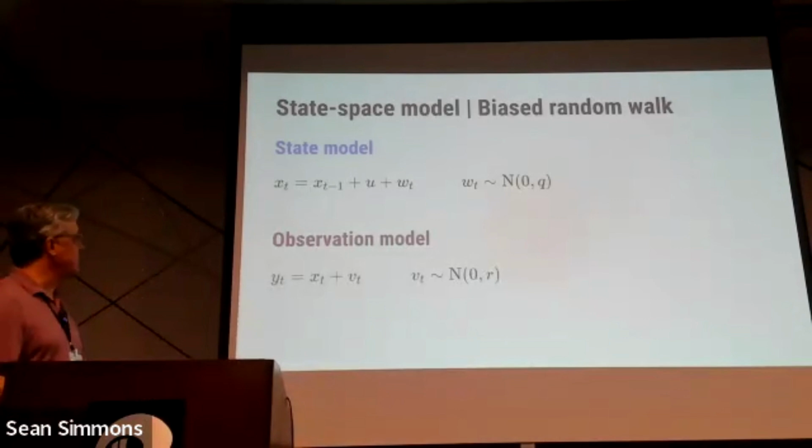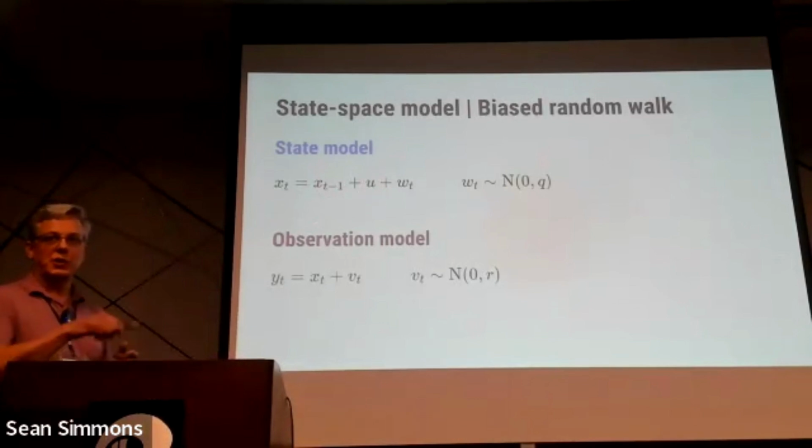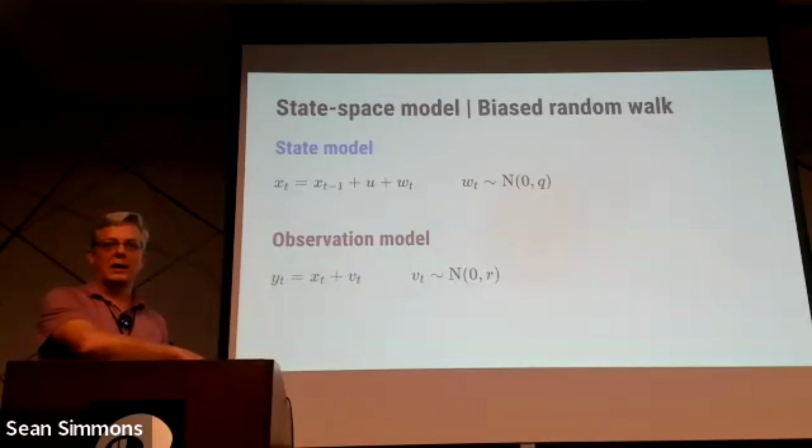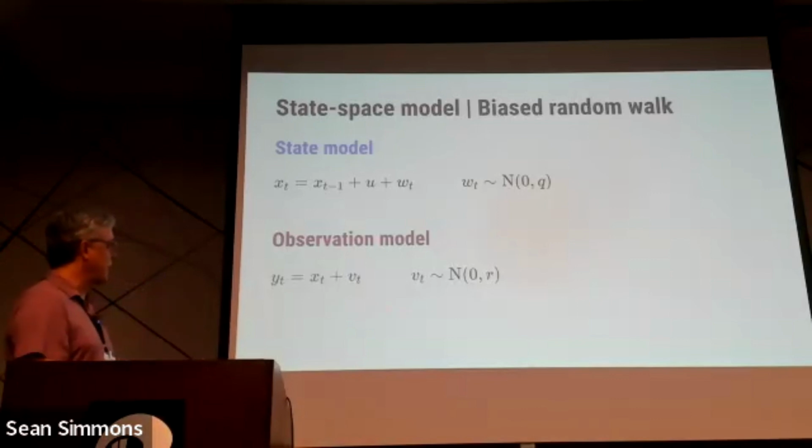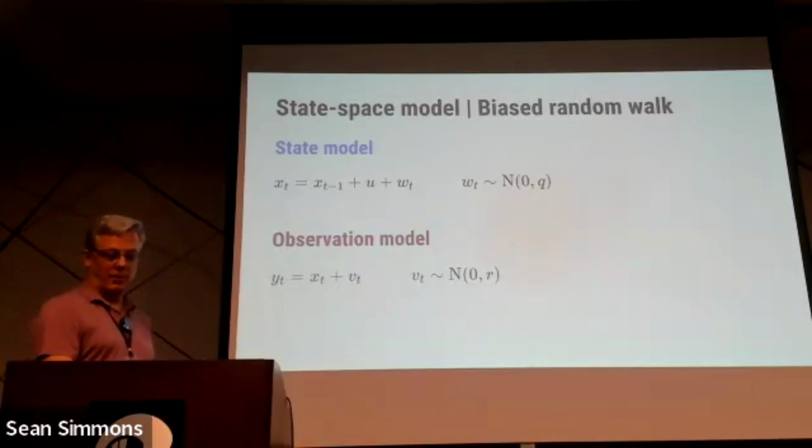Next form is a biased random walk. So in this case, we've got a bias term here. The other way you'll hear these referred to is as a random walk with drift. That's what geneticists tend to refer to them as. And in this case, the state today is still a function of yesterday, but then we've added this bias term. So this is just a constant that we're going to add or subtract at any given time. And this observation model has not changed at all.